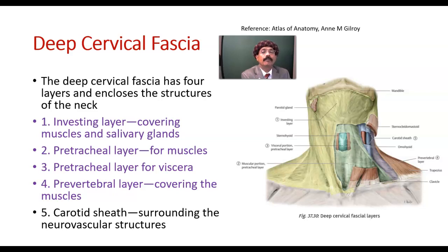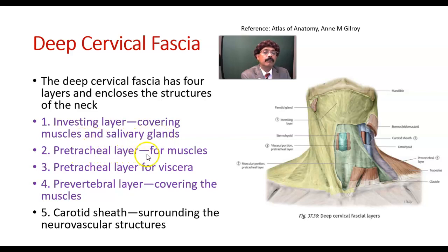The deep cervical fascia has 4 layers and that encloses the structures of the neck. We have the investing layer, most superficial among all the deep cervical fascia. The investing layer covers the muscles and the salivary glands. Salivary glands means the parotid gland and the submandibular gland here.